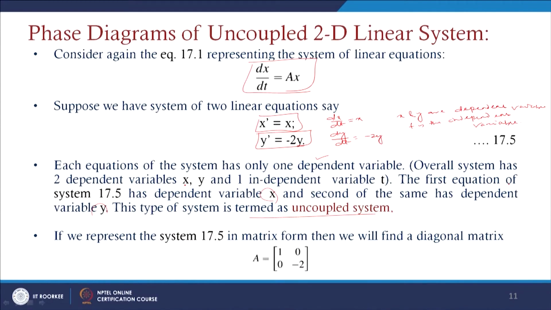If we represent the system in matrix form, since we have a diagonal matrix, we write it in Jacobian form. The derivative of the first equation with respect to x is 1, and with respect to y it is 0, since there is no y variable. In the second equation there is no x, so that entry is 0, and the derivative with respect to y gives -2. So the matrix is [1 0; 0 -2].